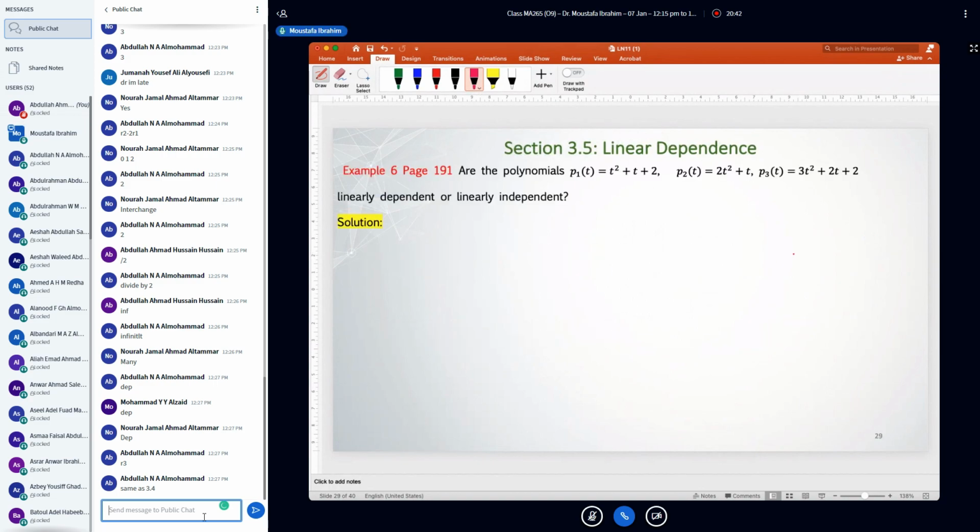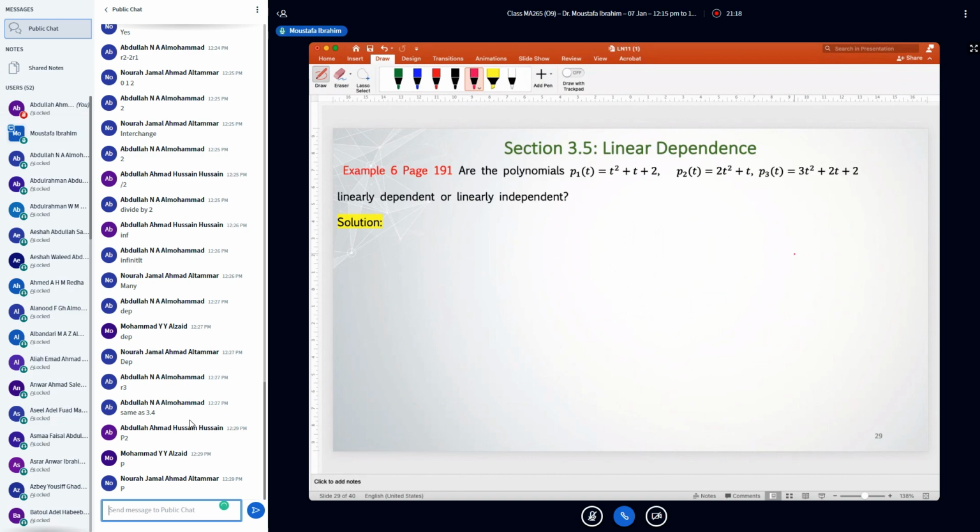So here are the polynomials. You see example 6, page 191. We have polynomials P1, P2, P3. We want to see if they are linearly dependent or independent. Here, what is the vector space? Very good, P2. Not P, P2, because they are all of degree at most 2.